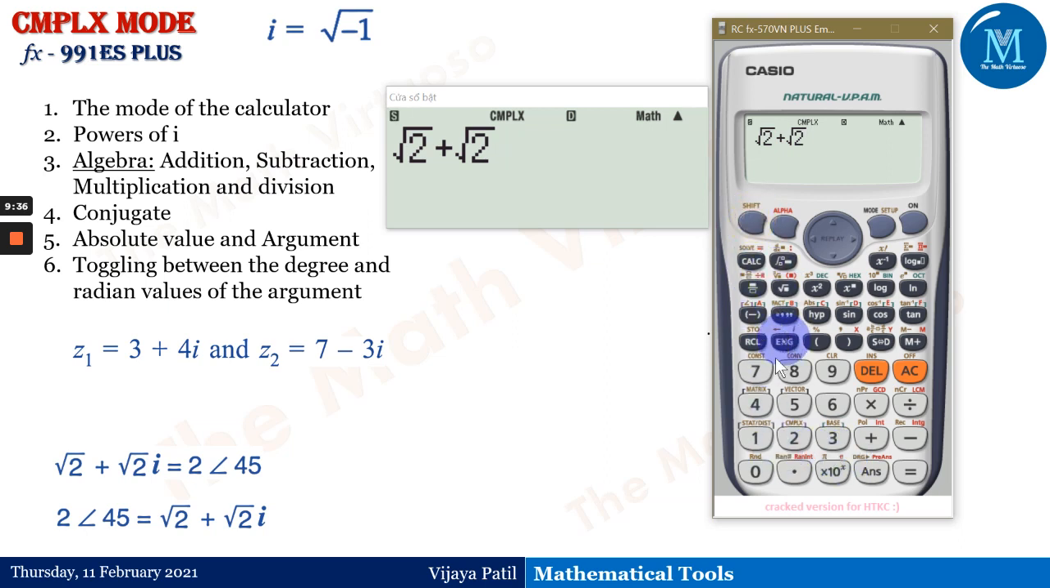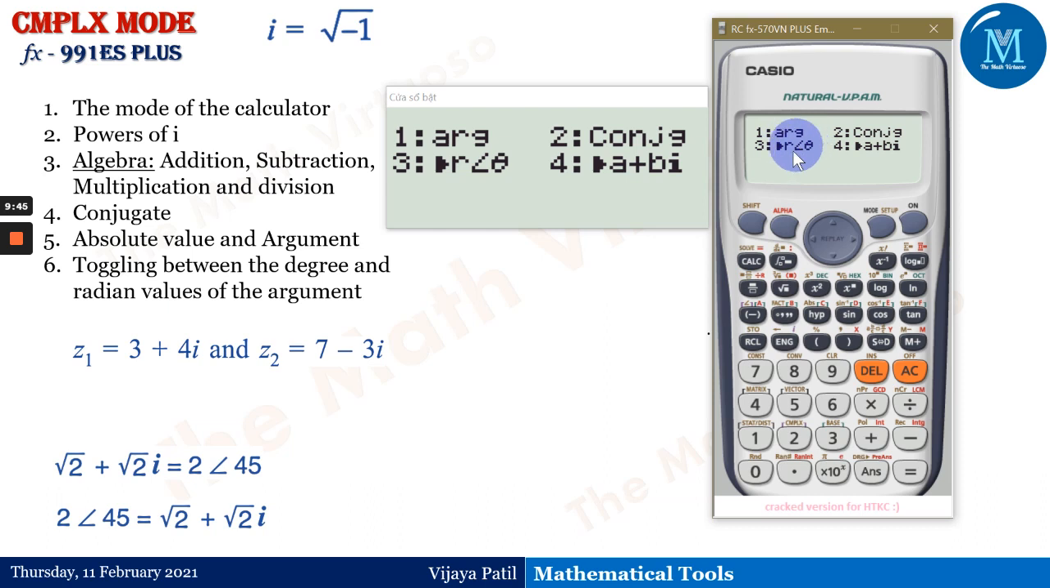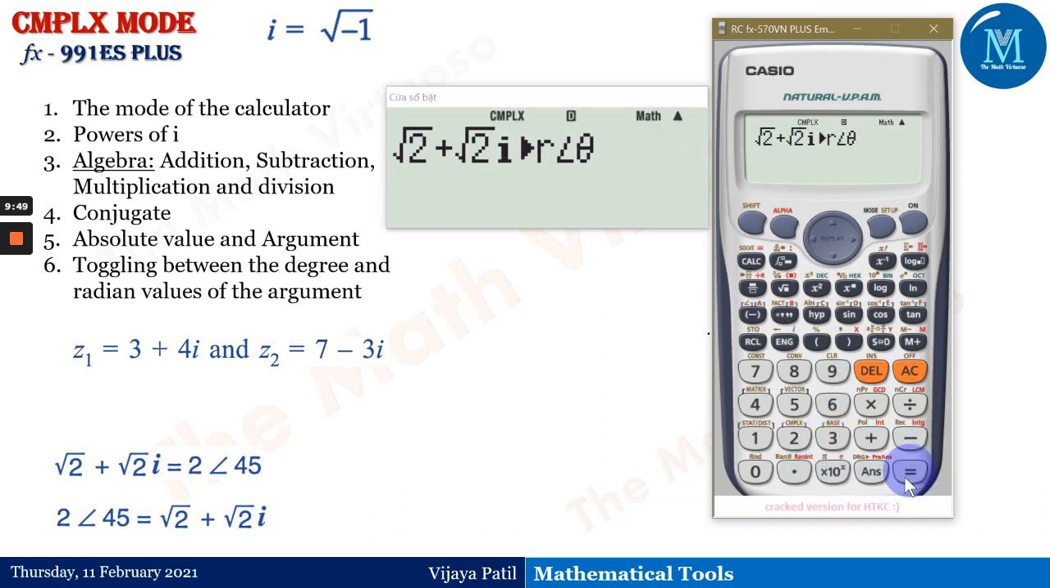So shift ENG. Now this is square root of 2 plus square root of 2 times i. Shift 2. I want the r and theta of this particular number, so I want 3. Equals to. If you observe here, it is 2.